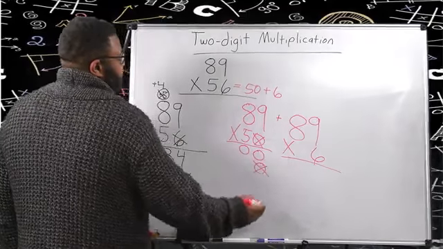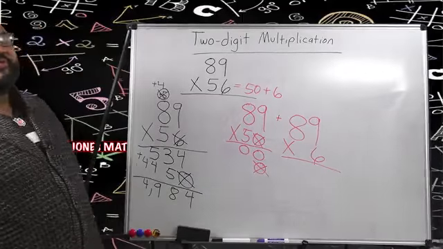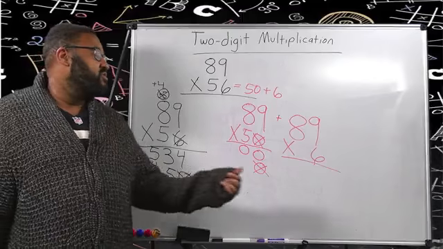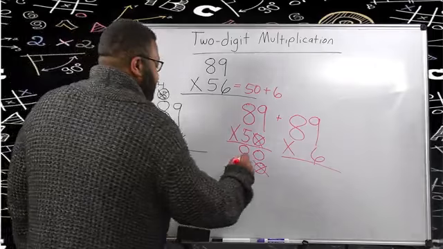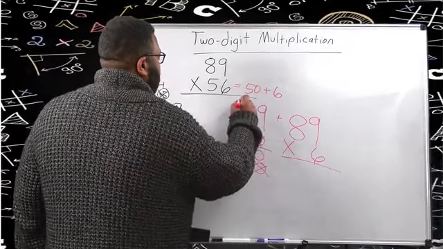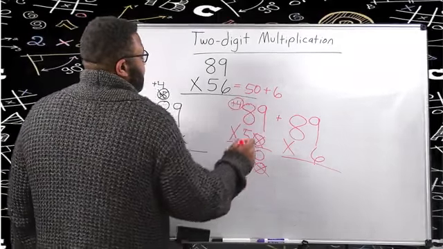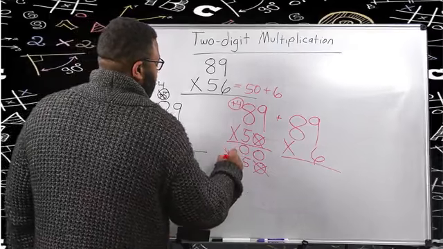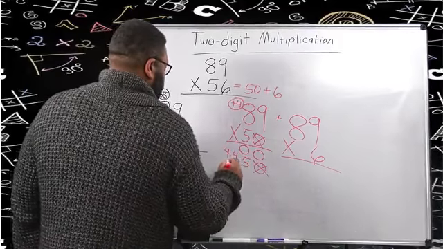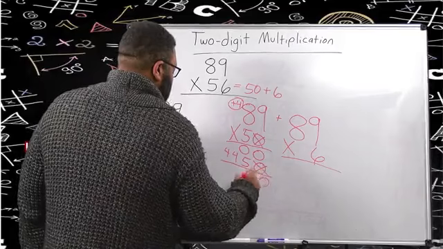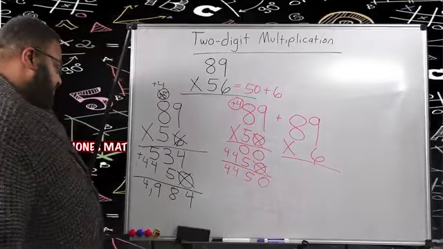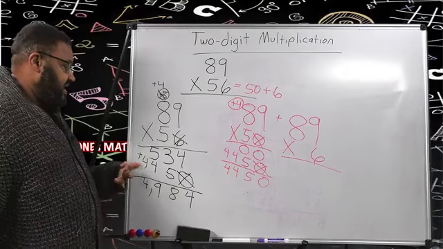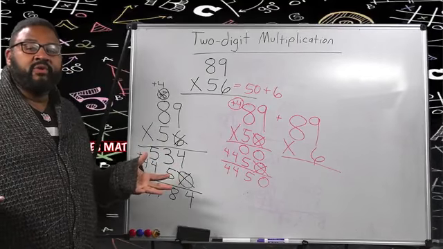Why? Because in traditional, guess what? Once we finish with our ones place, we go to our tens place. 9 times 5 is 45, carry my 4. Does this look familiar? 40 plus 4 is 44. 4,450. That matches here. That's all we're doing.